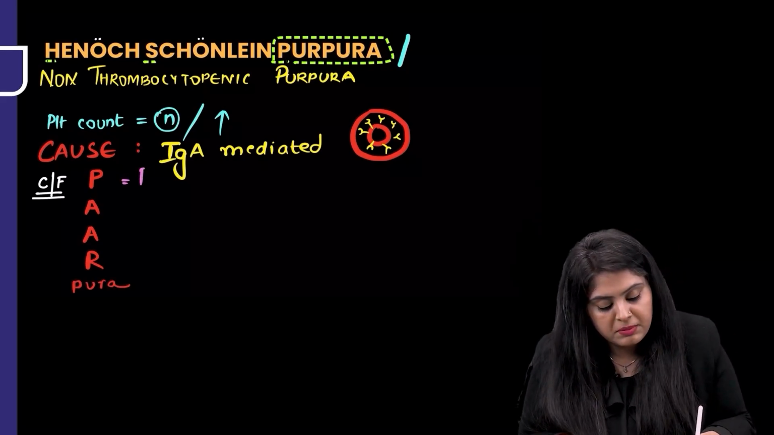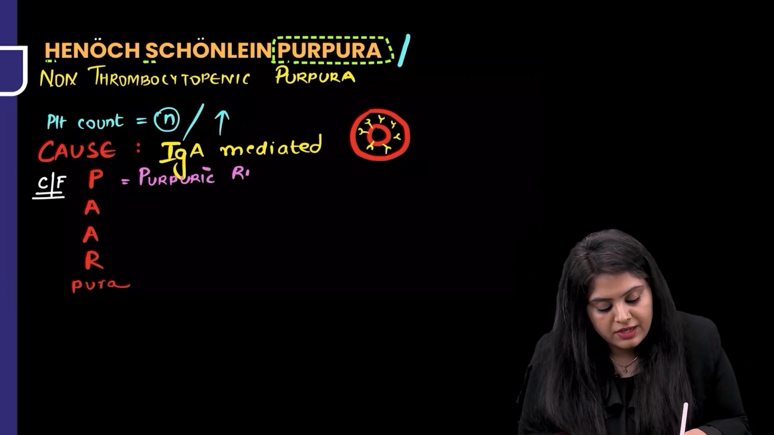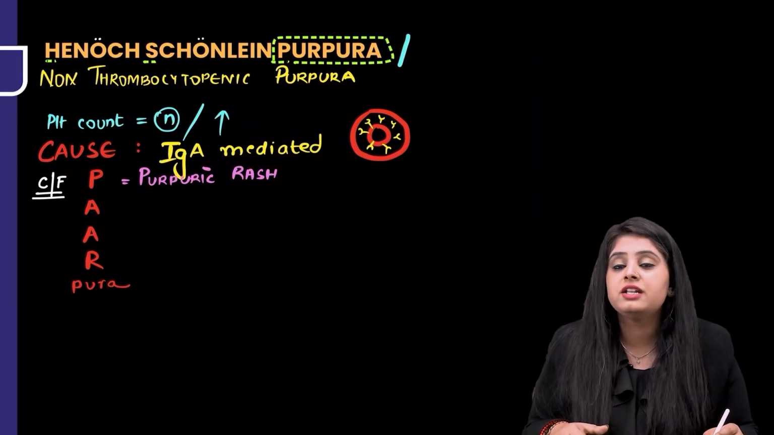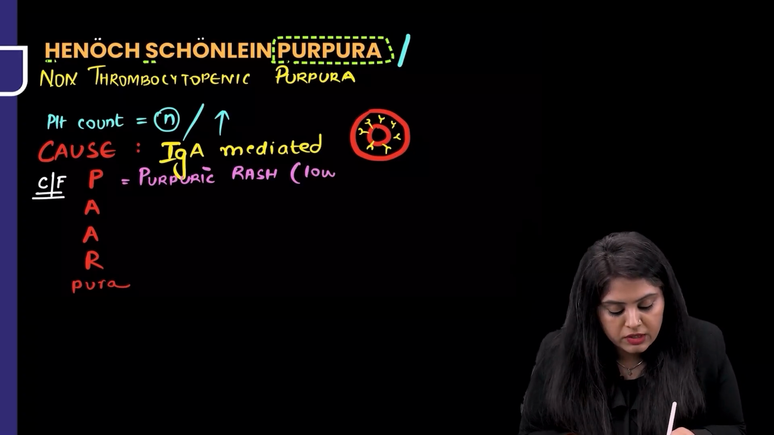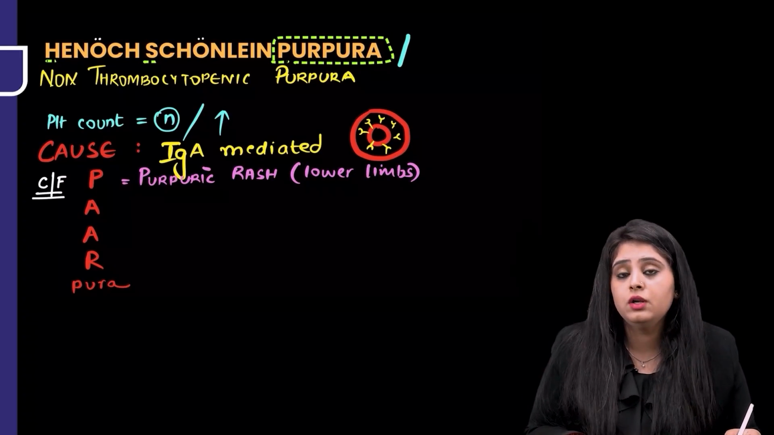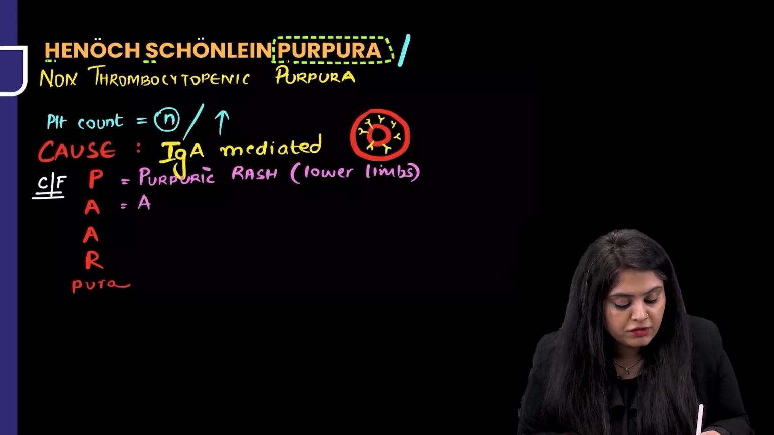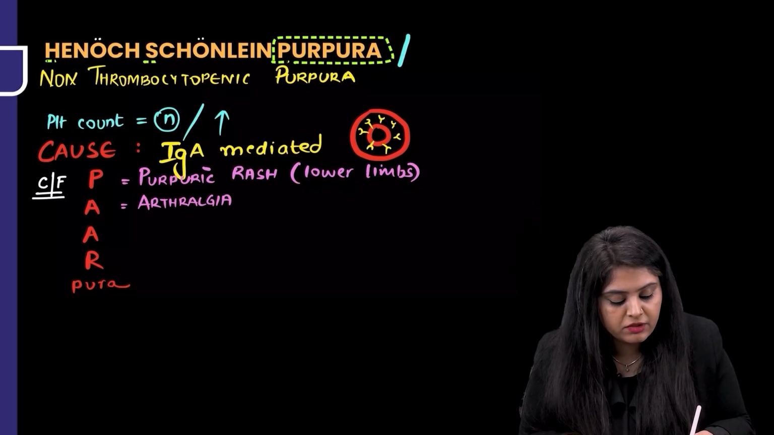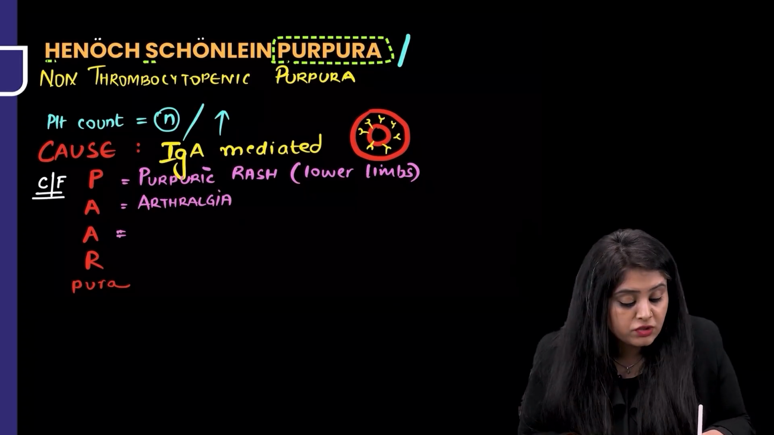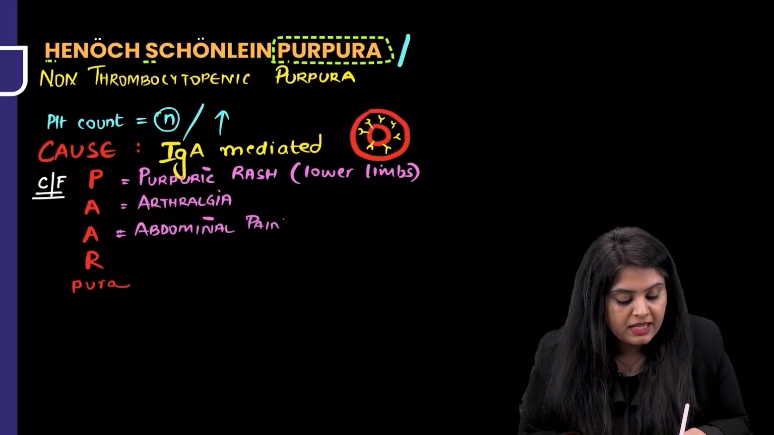So first one, P for obviously the name only. There is going to be a purpuric rash. There is a purpuric rash, reddish color rash, which is usually going to be on the lower limbs. Next, these patients have joint pain. That is, joint pain is written as what? Joint pain is written as arthralgia. Next, these patients have abdominal pain. So there is abdominal involvement also. There is abdominal pain.